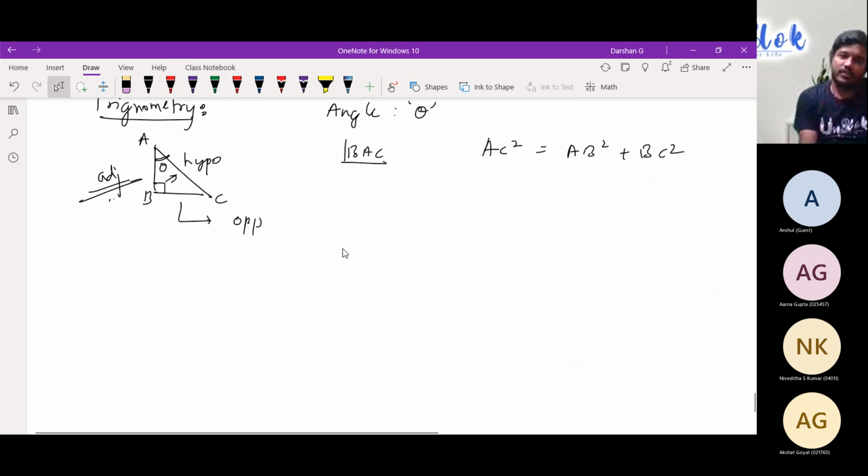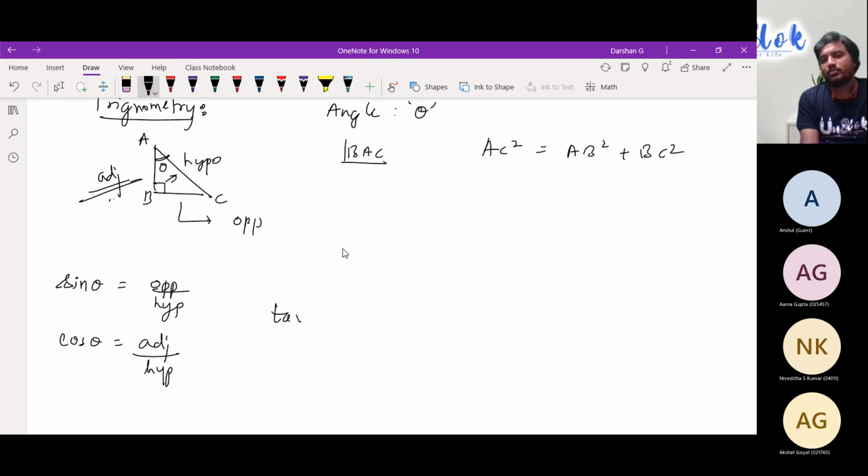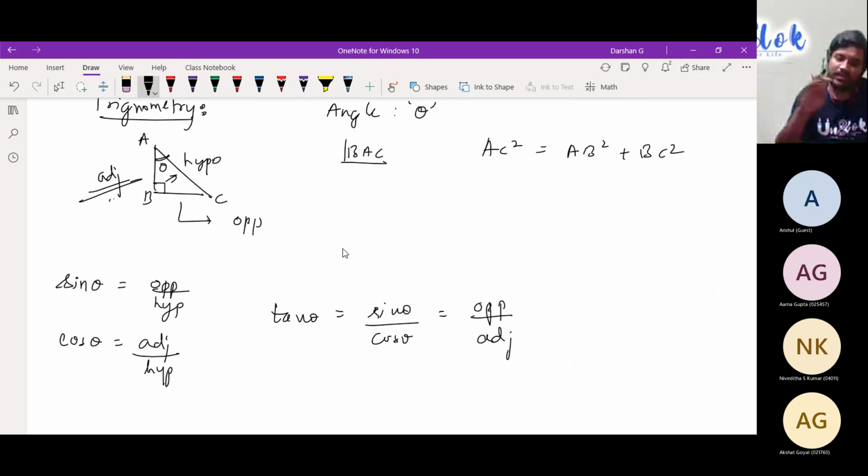The next thing, trigonometric ratios. We have a lot of trigonometric ratios, starting with sine. So sine theta is opposite divided by hypotenuse. Similarly, what is cos? Adjacent by hypotenuse. What about tan? Tan is sine theta divided by cos theta, which is also opposite divided by adjacent. This is the minimum thing. You also have the converse of this, cosecant, which is the converse of sine.